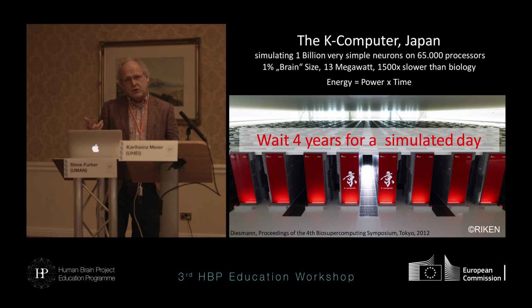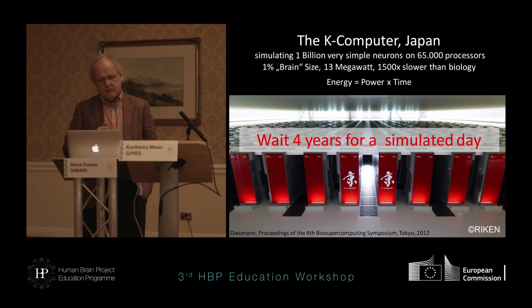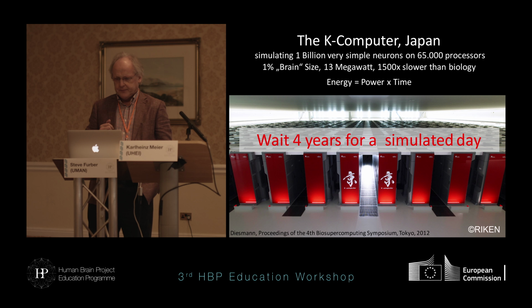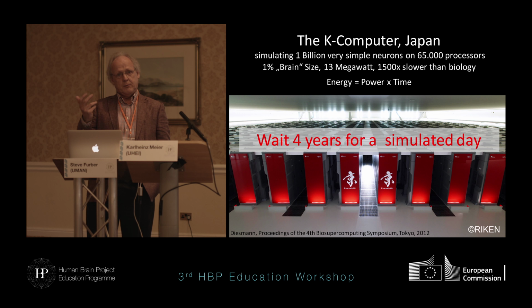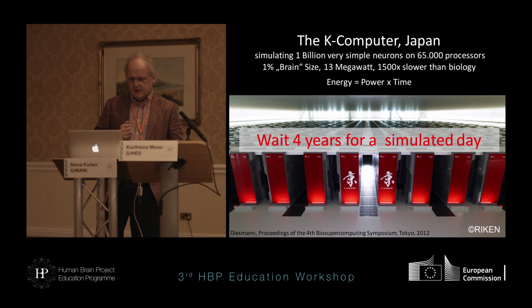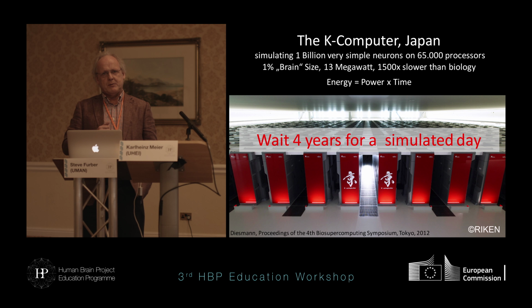The other factor here, of course, is that these simulations are running slower than biology. And what does this mean? Well, imagine you want to model the activity of a brain for a day on the K computer using the point neuron model computationally, running at 1,500 times slower than biology. Then a day times 1,500 is about 4 years.